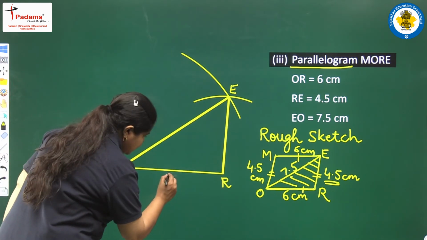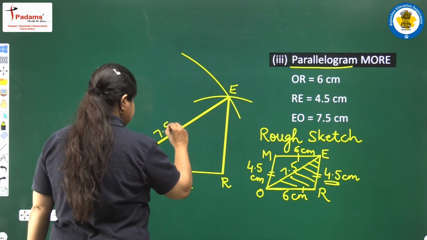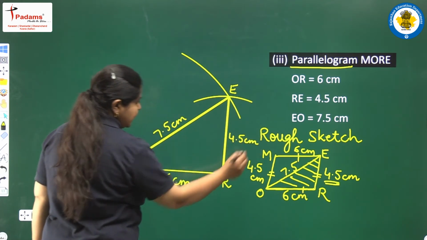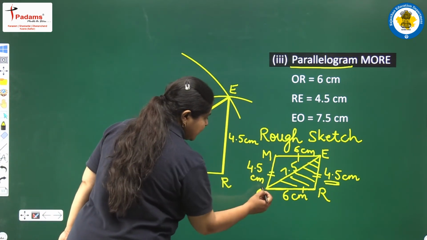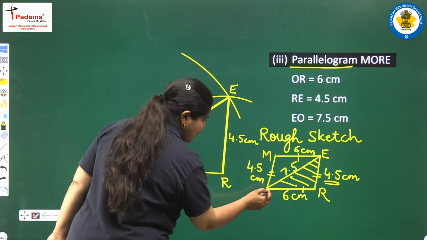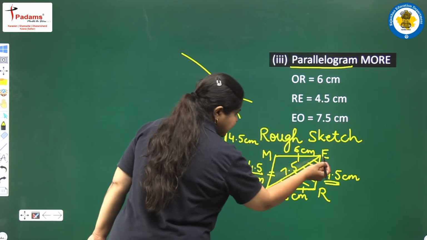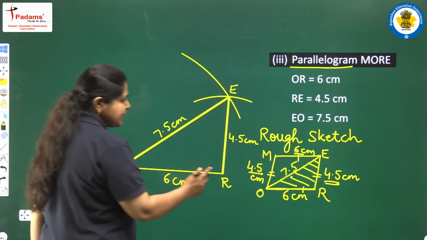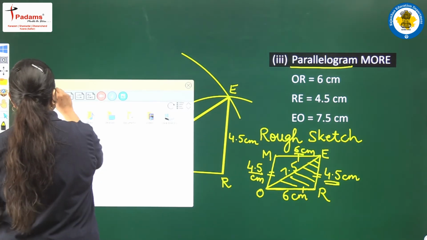Let us write the measurements also. This is 6 centimeter long, we know this. This is 7.5 centimeters long and this one is 4.5 centimeters long. What next we need to do is, again we will construct this triangle OME. With the help of a compass, we will keep the pointed end at O, draw one arc of radius 4.5 centimeters, keep it at E, and with radius 6 centimeters draw another arc. The 2 arcs will intersect each other to give us the point M. Let us do this also.